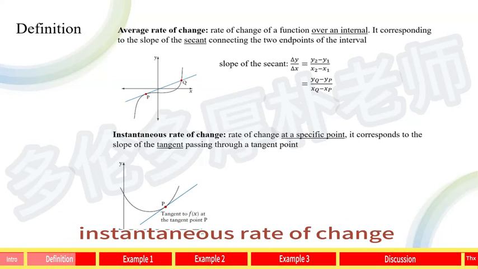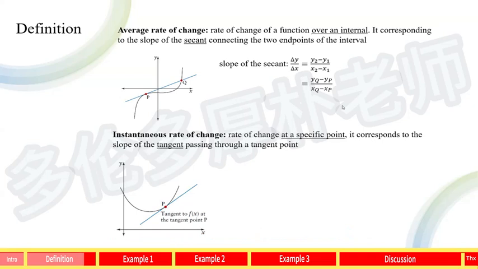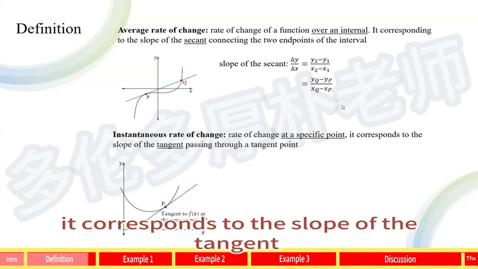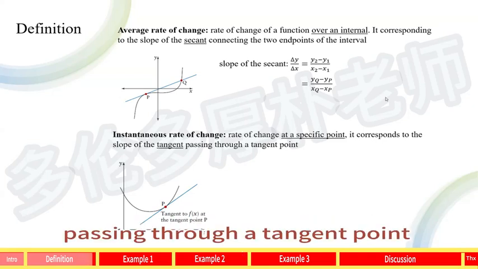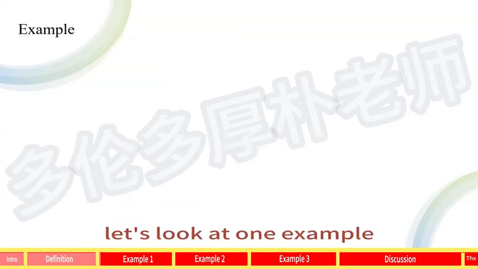Instantaneous rate of change refers to the rate of change at a specific point. It corresponds to the slope of the tangent passing through a tangent point. Okay, let's look at one example.